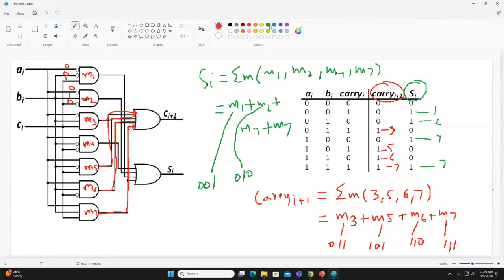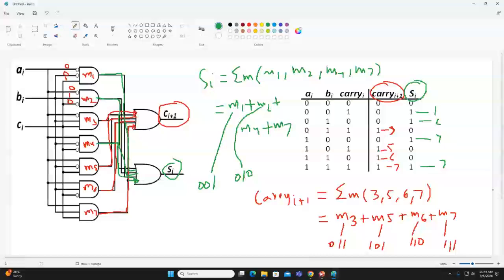Now for the second one, Si, I'm now using the green color. M1 is going here. And then M2 is coming here. And then M4 is coming here. And then M7, which is shared between these. Any question? Clear? So this is Ci plus 1, and this is now Si. This is the expression.